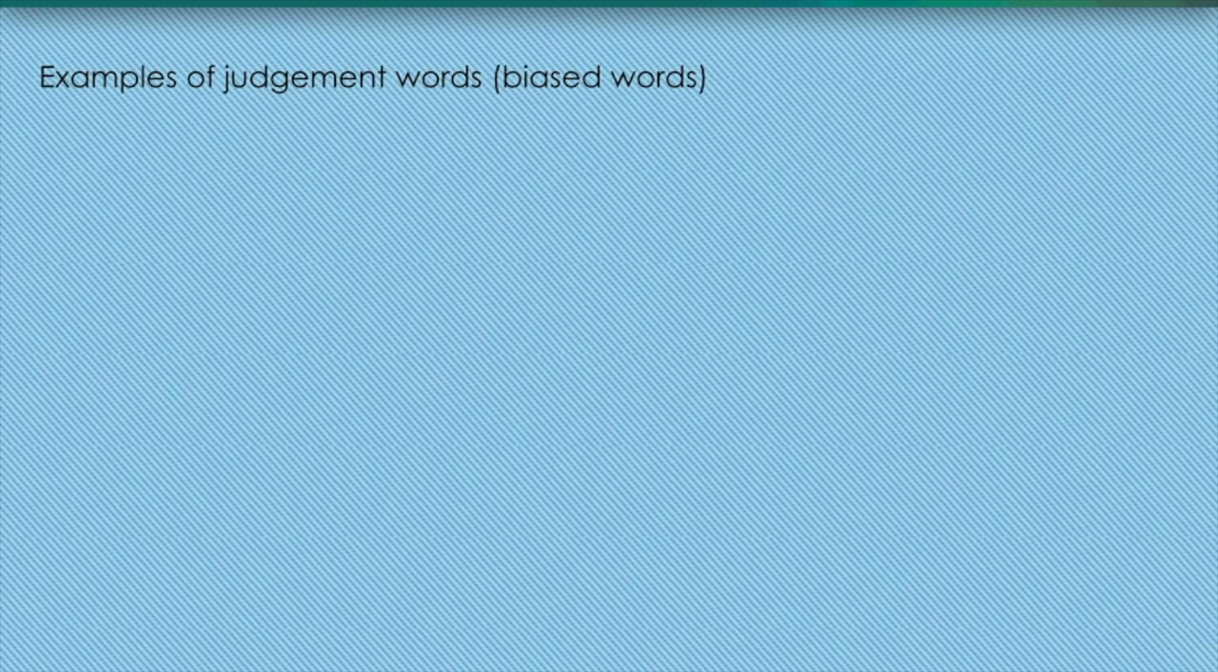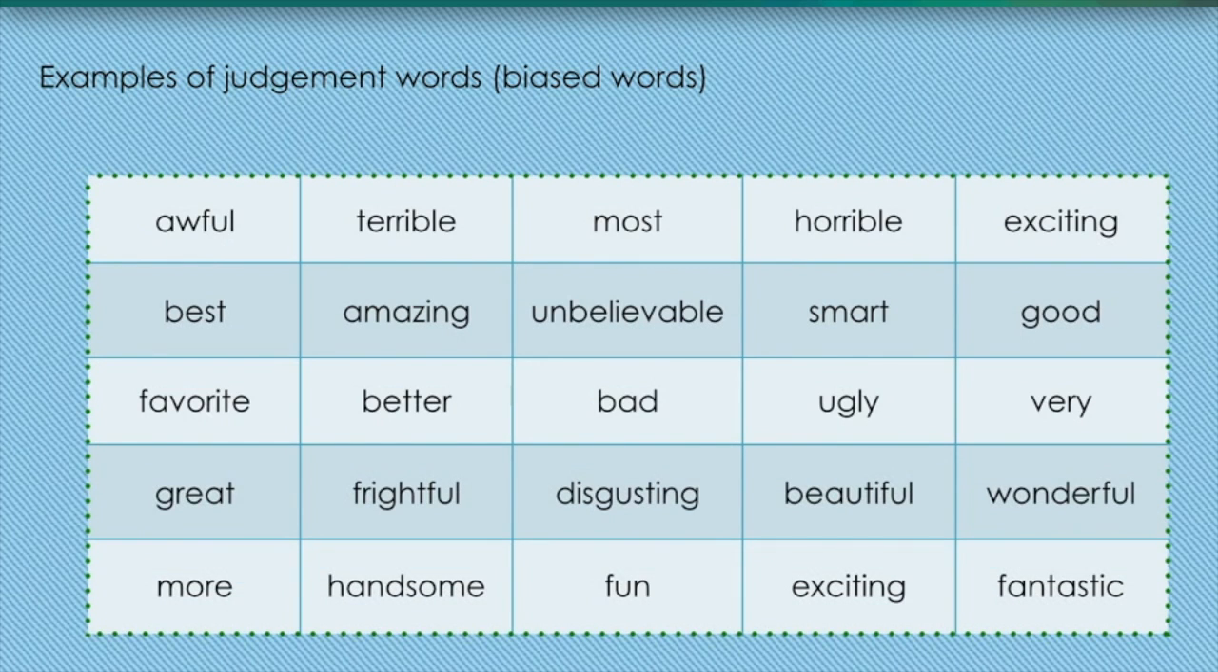Since an opinion is based on a person's judgment, we need to look at some of the judgment words out there. Judgment words are words that are full of emotions, which express opinions, bias, judgments, and various interpretations. Once you recognize these judgment words, it will be easier for you to identify statements that are obviously opinions.